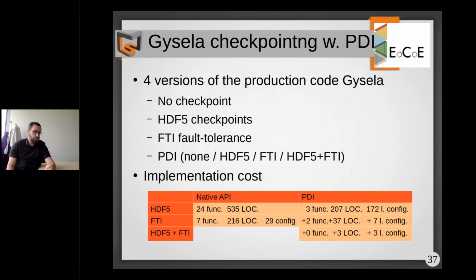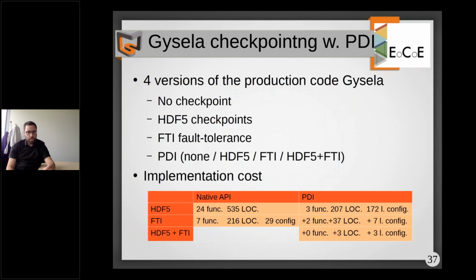In PDI, if we want to switch from HDF5 to FTI, we only require 37 more lines of code and 2 additional functions, because in that case we have to group the expose inside transactions, as I've shown earlier, and 7 lines of configuration. So basically, the idea is that switching from HDF5 to FTI when we use PDI is really easy.